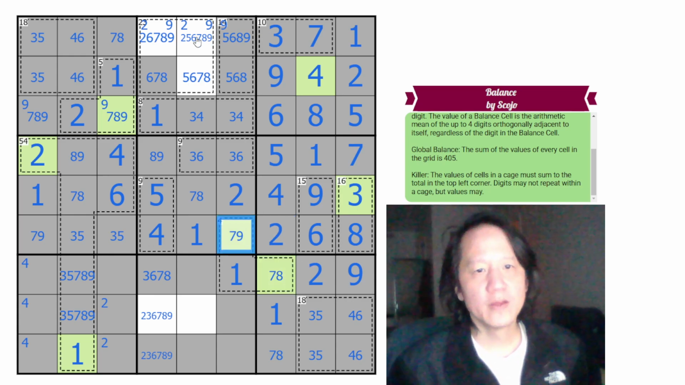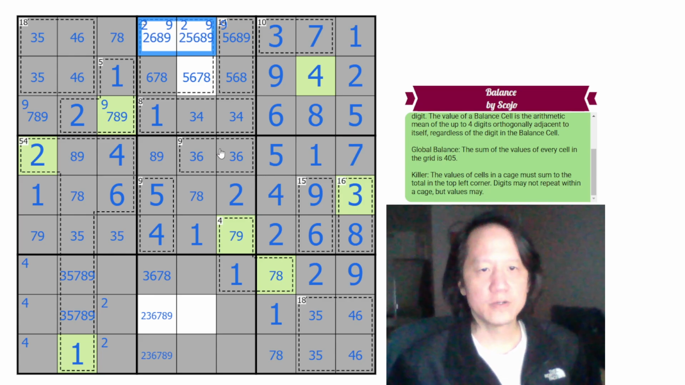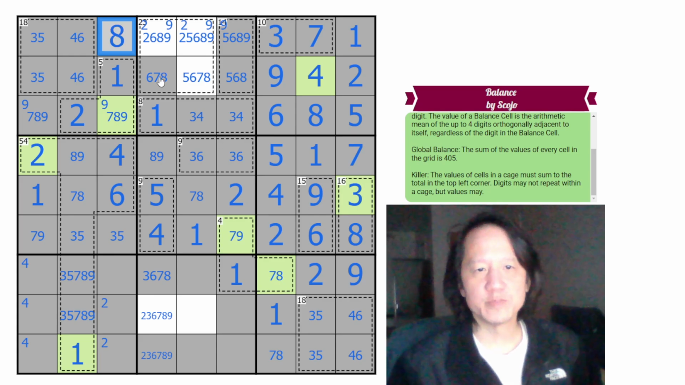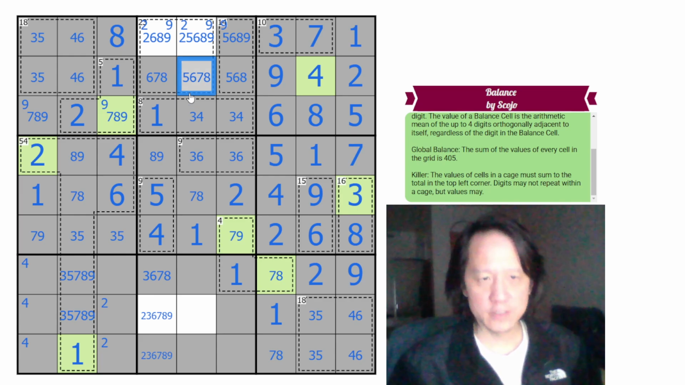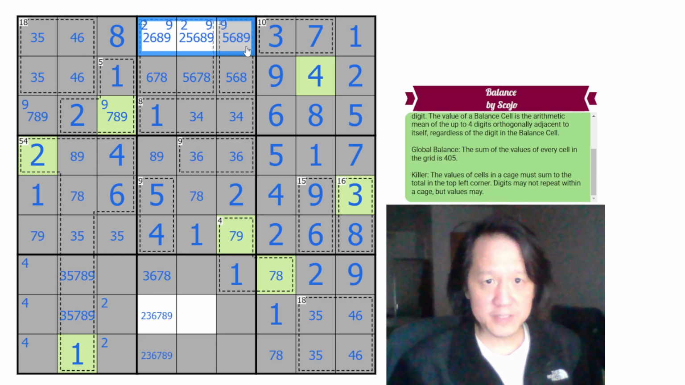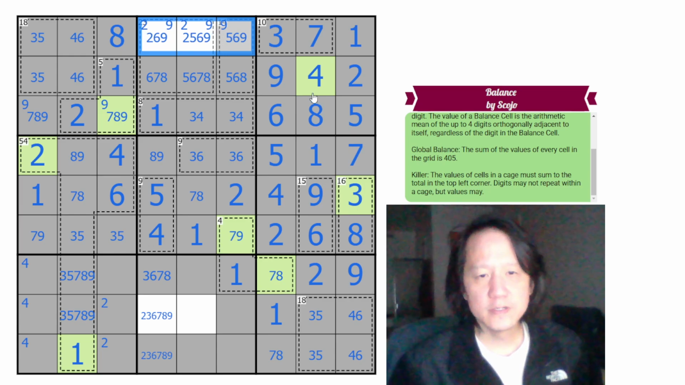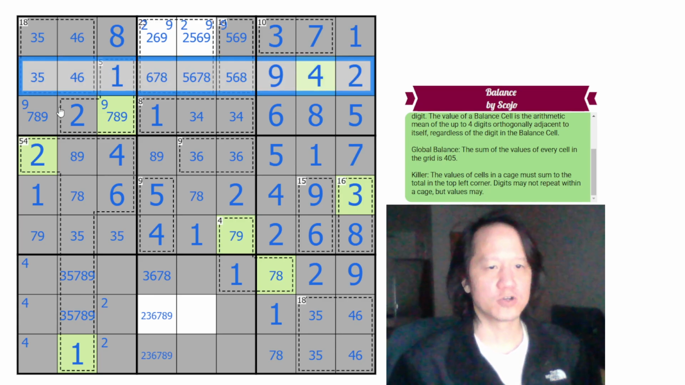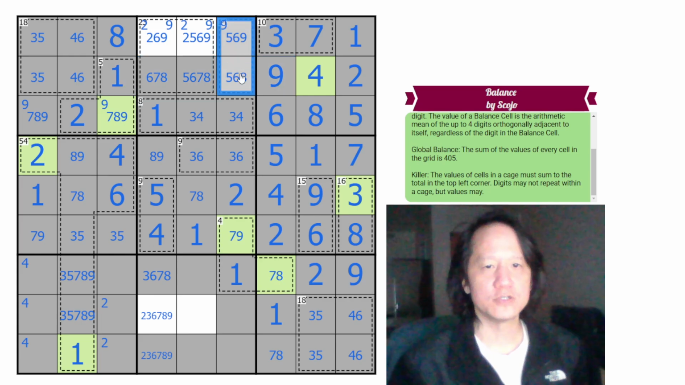Okay. So 7 can no longer be here. This can't be 7, therefore this makes that 8. This cannot be the balance cell. This can't be 8. And we know there's a 2 here because of the way that this works, because this can't be 2, this can't be 2, and the 2 cannot be here.